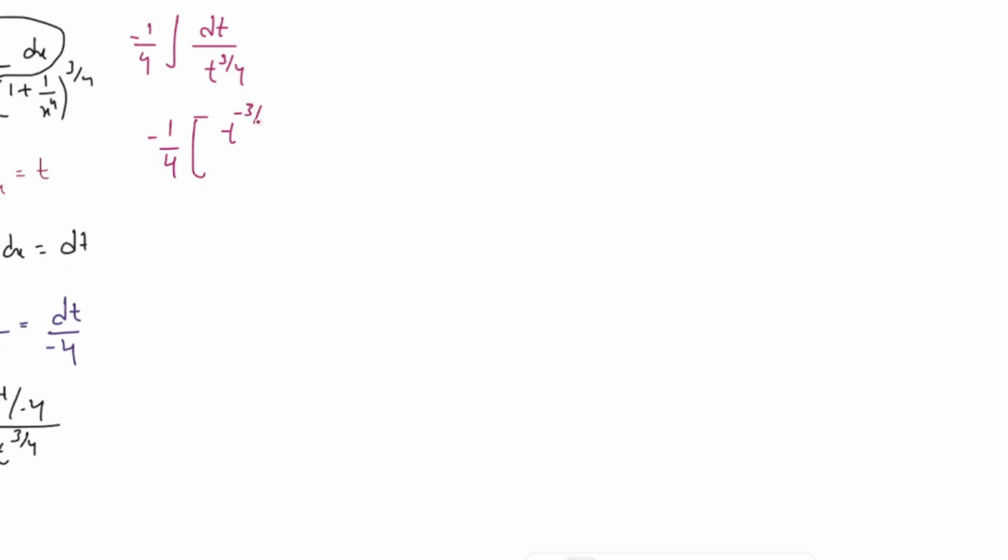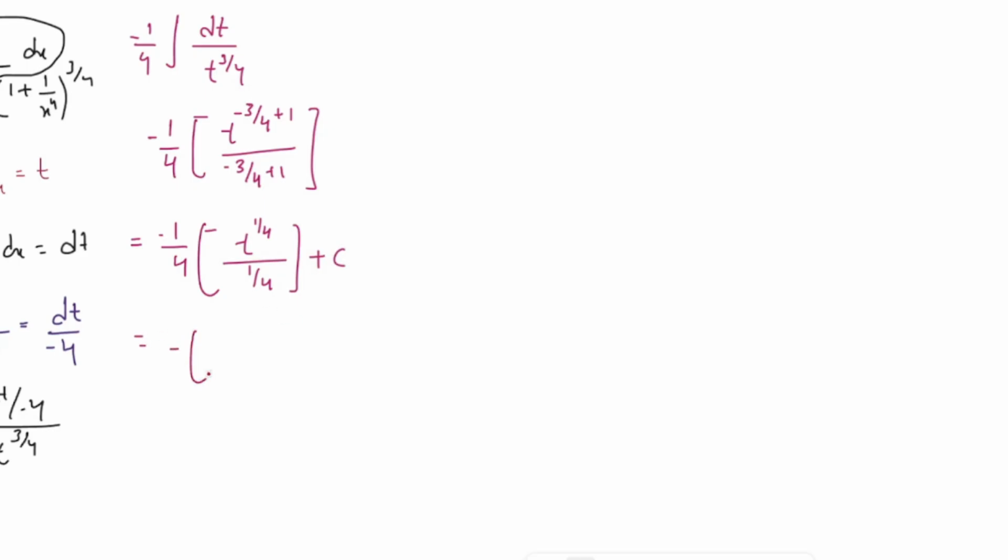Minus 3 by 4 plus 1 divided by minus 3 by 4 plus 1. So if you solve further, we get minus 1 by 4 becomes t power 1 by 4 whole divided by 1 by 4. If you take the reciprocal, the 4 and 4 cancel out. The final answer is t power 1 by 4 plus c.